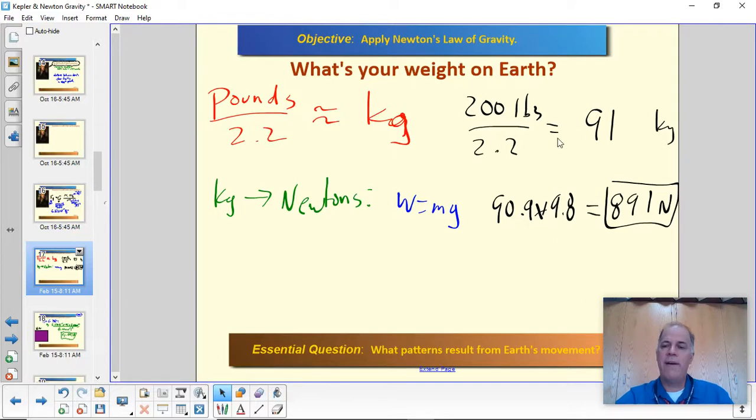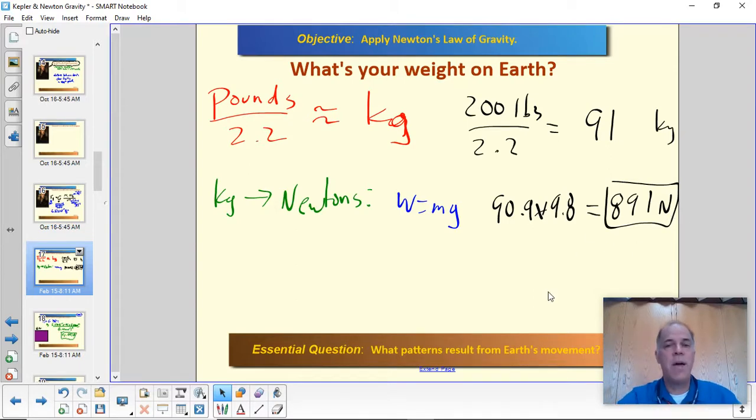Now, as you know, you have to convert the kilograms into newtons, so you multiply that by 9.8. It's actually 90.9 kilograms times 9.8 comes out to be 891 newtons. Okay, so you might want to go through that calculation to make sure you can get to this answer. And then put in your own weight, figure out your own mass, and figure out your own weight in newtons.